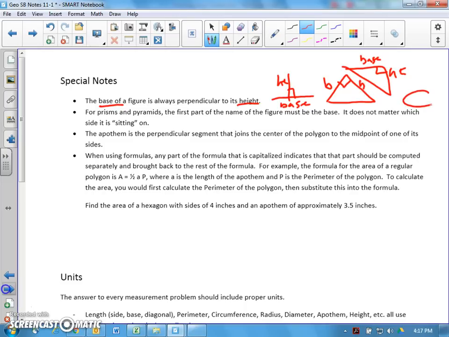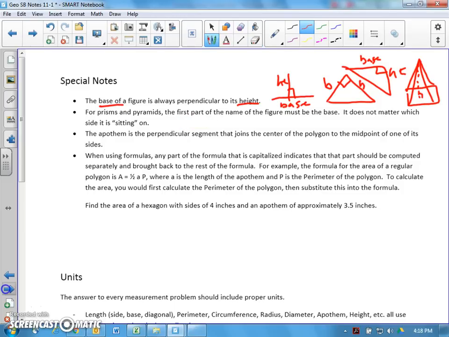So if I have a rectangular pyramid, my base is a rectangle, my height has to be truly perpendicular to that. It would be the height in the middle. For prisms and pyramids, the first part of the name is the base. It doesn't matter what it's sitting on. If I draw a cylinder this way, it's still a cylinder. My base is still a circle, even though it's sitting on the rounded side.